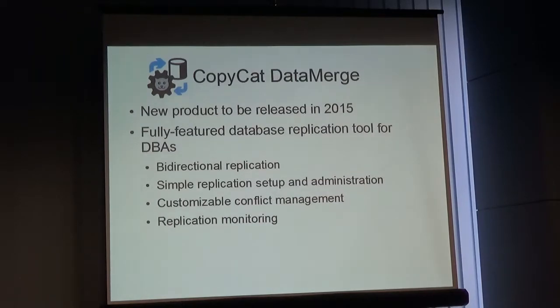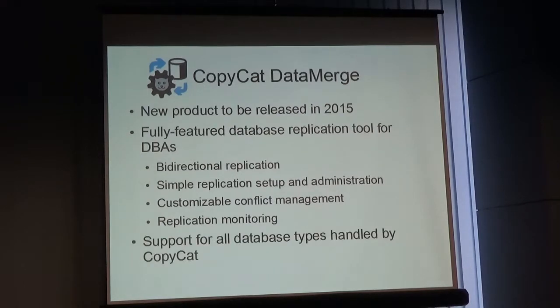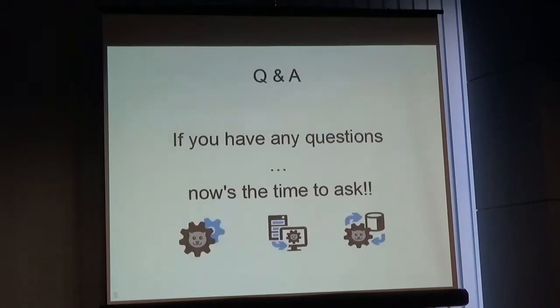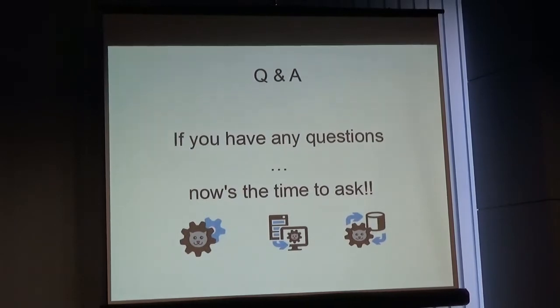And as I said for LiveMirror, I'm going to do the same thing for Data Merge: replication monitoring, so that it's reliable, so that you can be sure that it's reliable, and you have alerts and reporting if there is a problem or a difference between the two databases. And of course, it will support all the database types that are supported by CopyCat. And that's it. So I don't know if there are any questions.